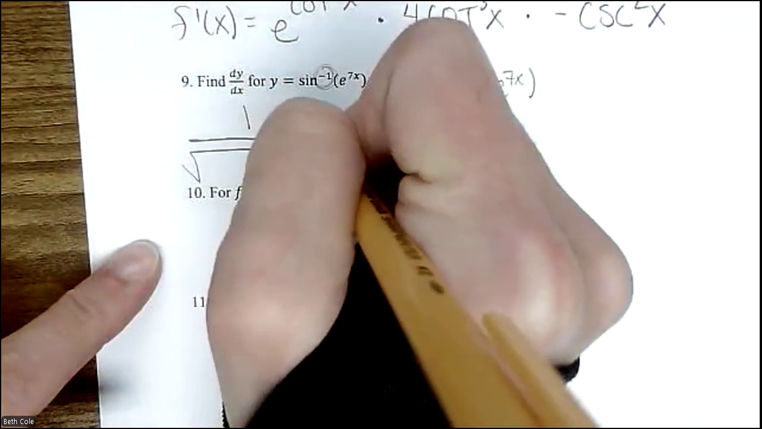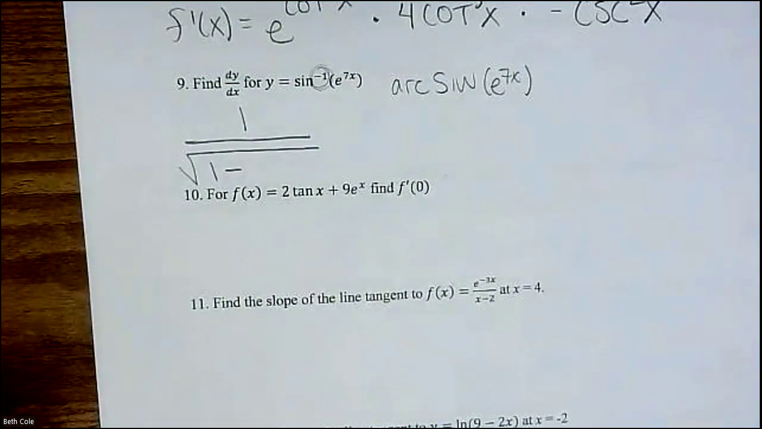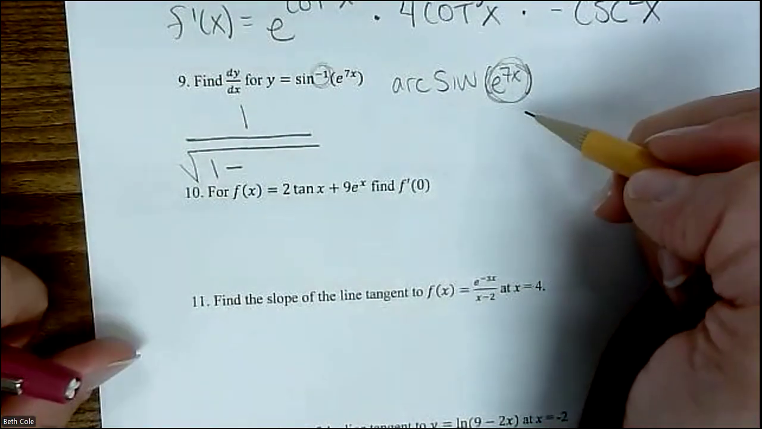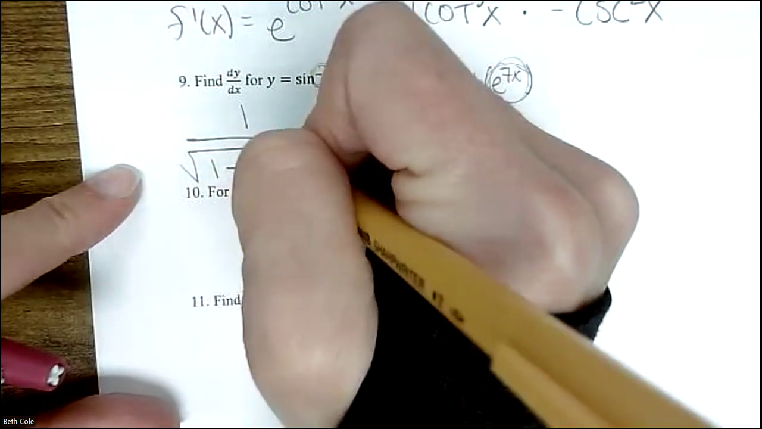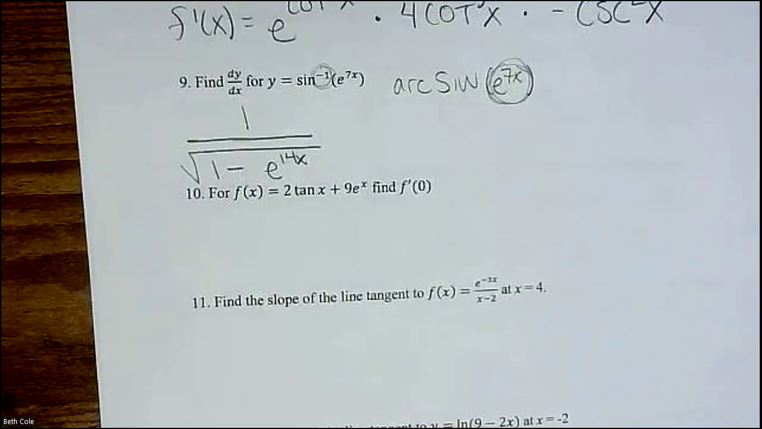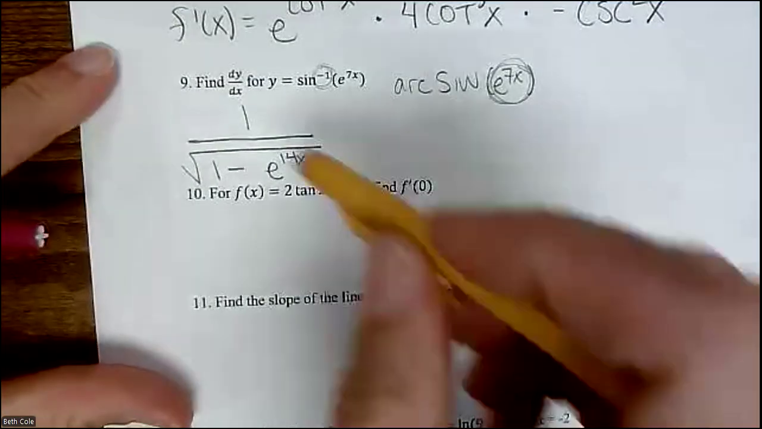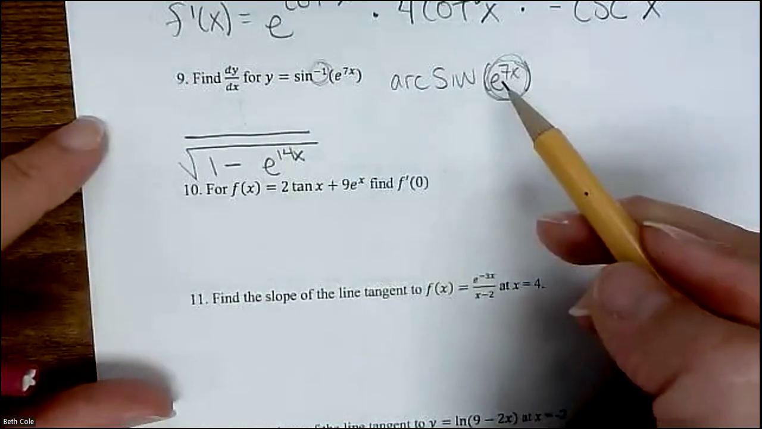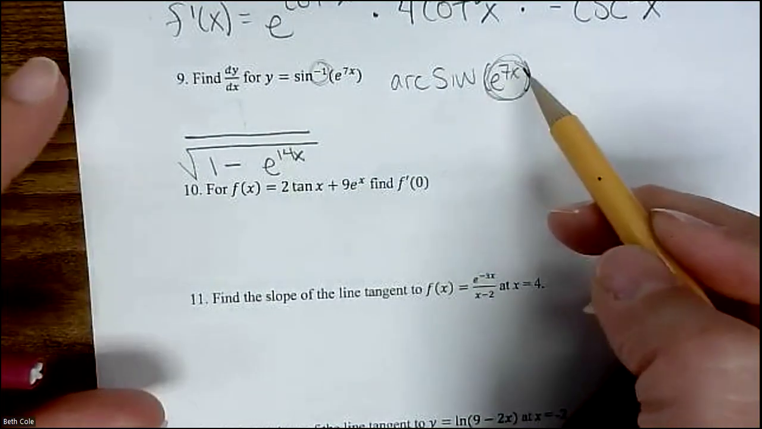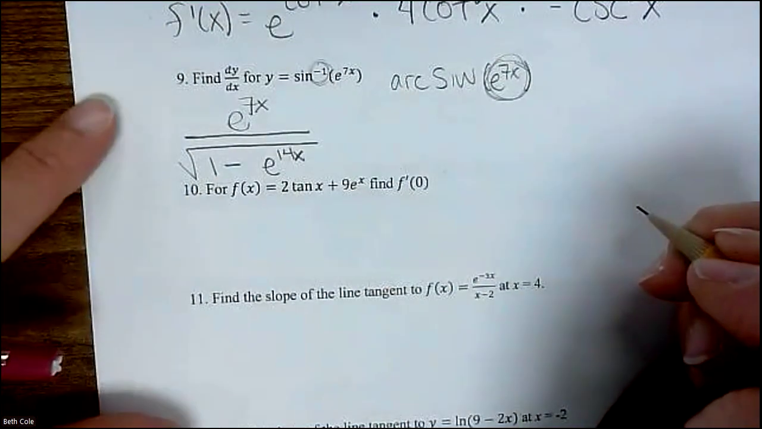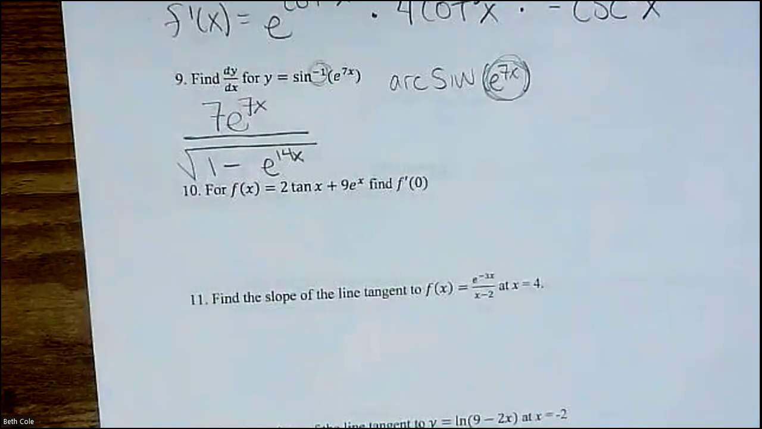It is square root of, now the rule says 1 minus x squared, but it's that stuff squared. So it'll be e to the 14x. When you do a power to a power, you multiply. So 7x times 2 is 14x. Not done. There's actually one other thing. What's going to get chained on? Yeah, e to the 7x, because that's itself. And then you chain on a 7.